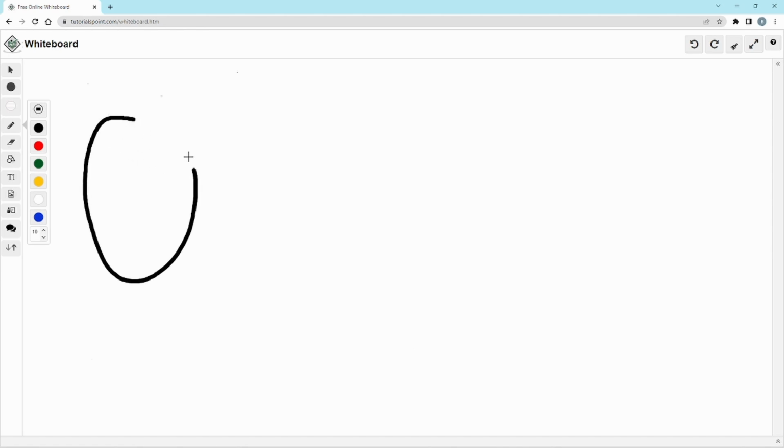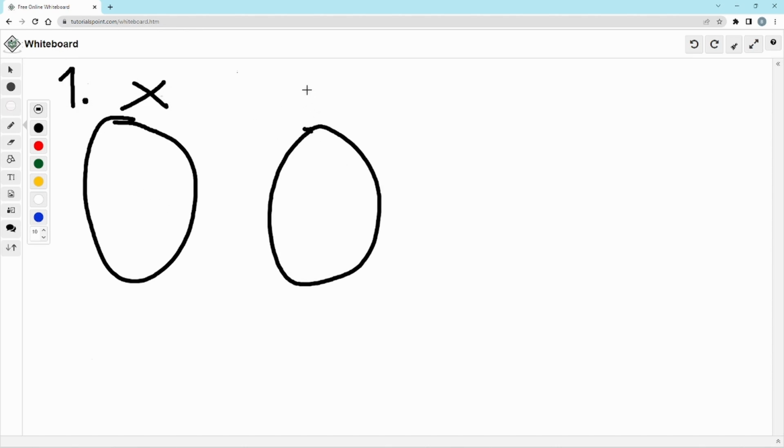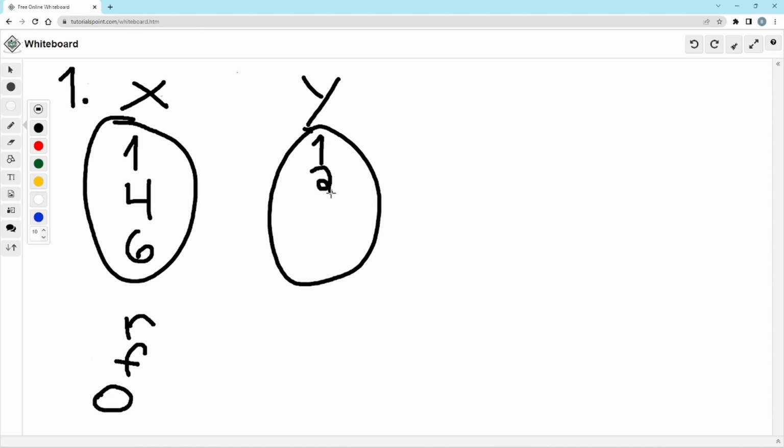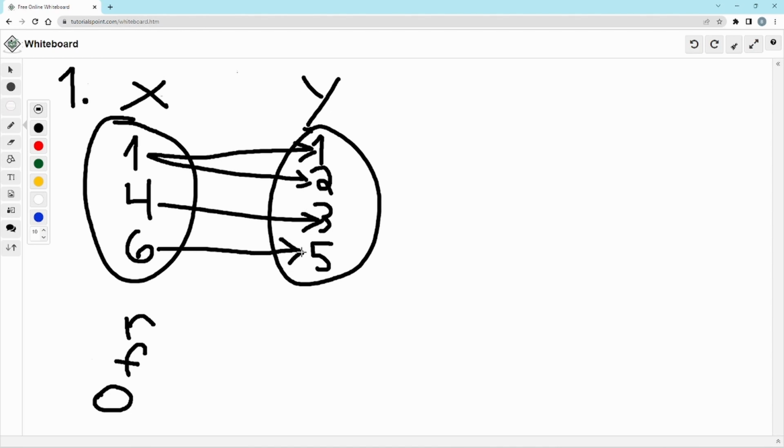So first example, with maps, we have our domain and our range. So R for relation, F for function, and let's have O for one-to-one function. Let's have 1, 4, and 6. And over here, let's have 1, 2, 3, and 5. So let's say when x is 1, y is 1. When x is 1, y is also 2. When x is 4, y is 3. And when x is 6, y is 5.